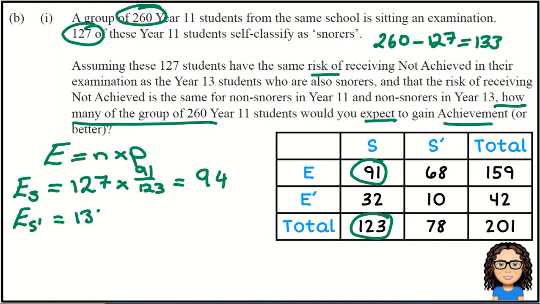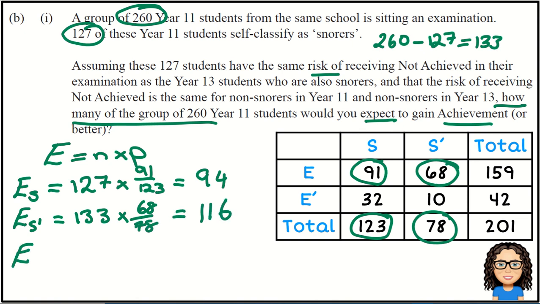So I'm going to do 133 times, now I've got to do the chance of achieving if you're a non-snorer and using the year 13's data. So I've got 68 students out of 78 that I'll use as my probability. So 68 over 78. I multiply that out, and that gives me 116.